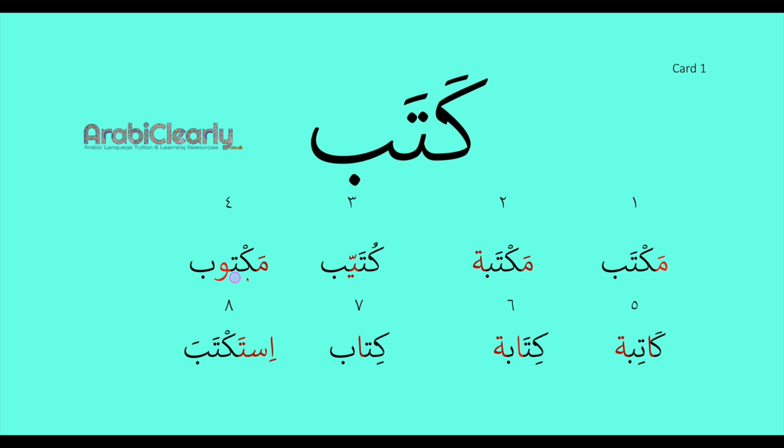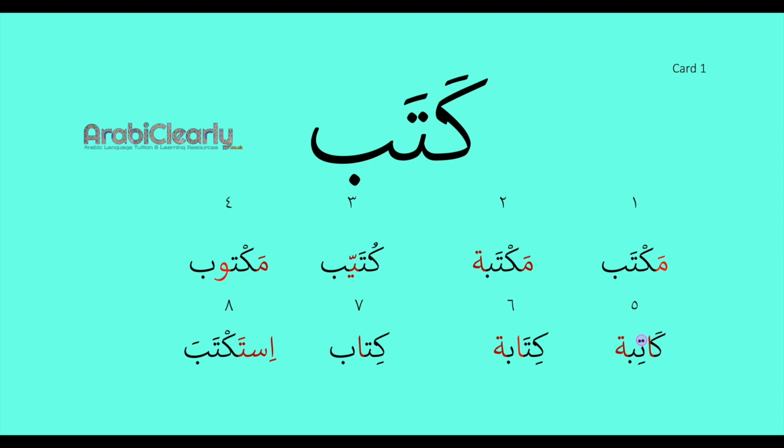Maktub is written, and it's the passive. Katibe is a writer. So that's the active participle I have taught you when we went ahead and conjugated the tenses. That's the active participle, katibe, because it's the ER form, writer or plumber, and so on.